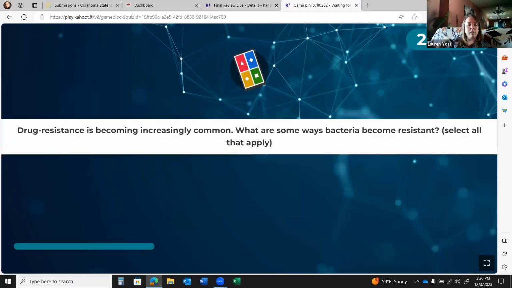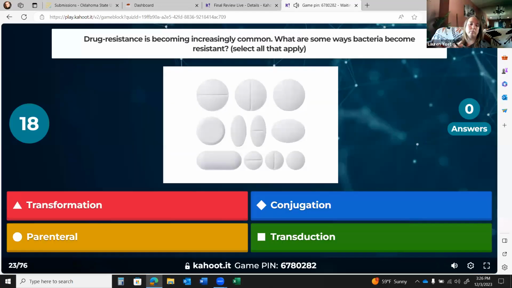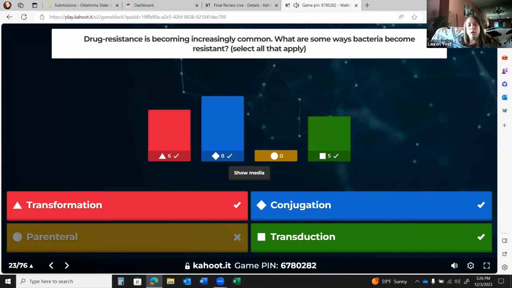All right, drug resistance is becoming increasingly common. What are some ways that bacteria become drug resistant? All right, so it's everything except for parenteral. You guys mostly got that one.